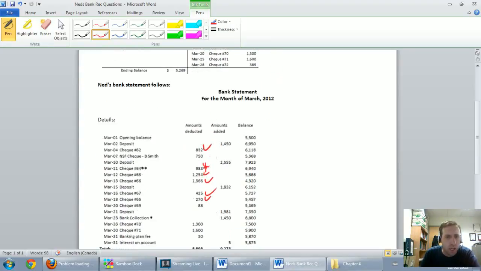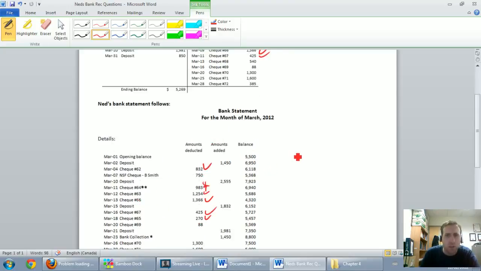Looking for check number 68. No check number 68 anywhere here. So this check 540 is absolutely an outstanding check. It's a check I wrote on March 13th, but whoever I gave it to didn't deposit it to their bank yet, and the bank doesn't know about it yet. So this is an outstanding check. Let's continue reading on, though.